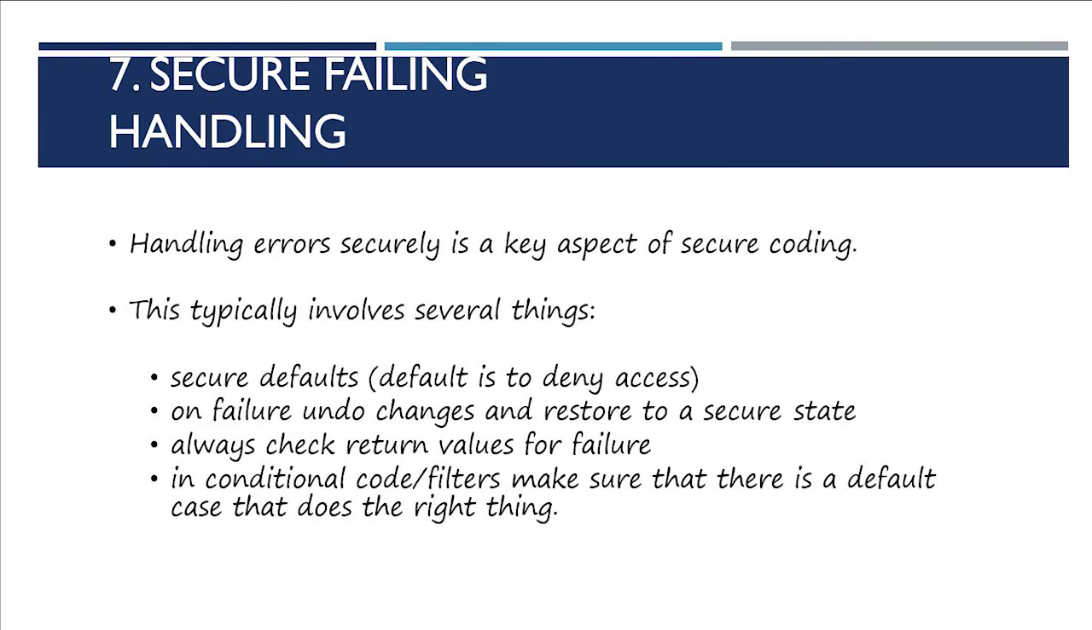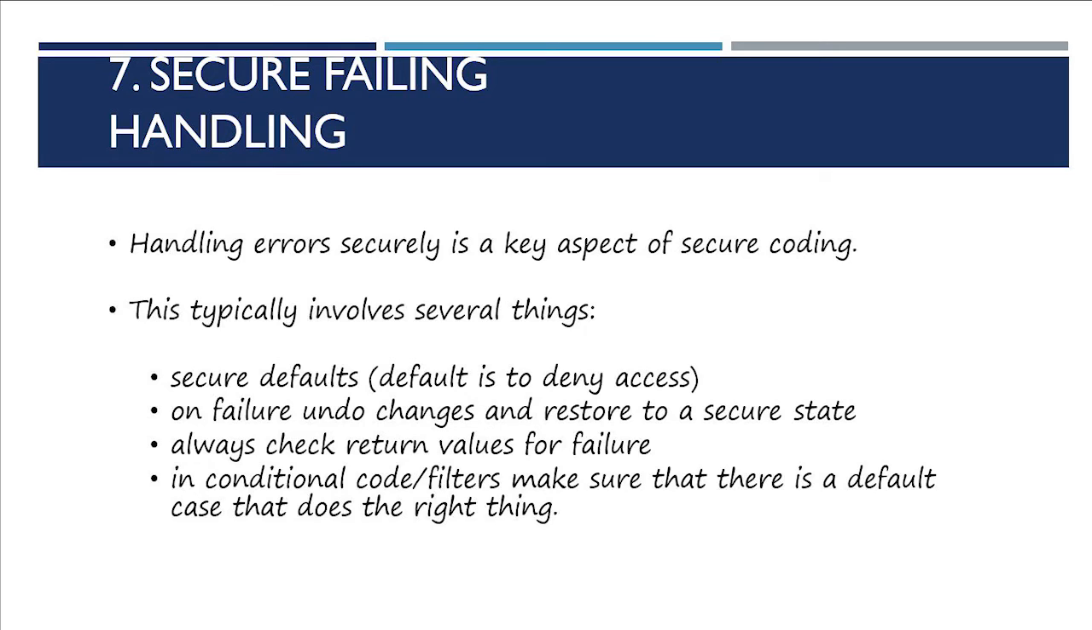Next, let's look at secure failure handling. It's not unusual for web applications or databases to generate error messages. In fact, they are a normal part of operations and they provide valuable insights into issues and problems. However, improper error handling introduces significant security risk. So when a system fails, it should fail securely. This typically involves several things. Secure defaults: the default is to deny access, undo changes, and restore to a secure state.